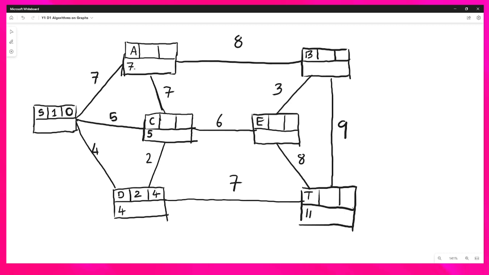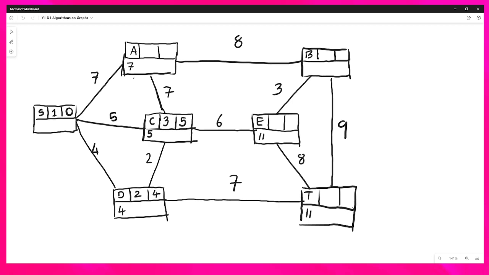Again, we now look at the smallest working value in the boxes that have them so far, and we can see that 5 at C is the smallest one. So we're choosing C third, and the working value there is 5. We repeat the process. 5 plus 7 is 12. That's bigger than the 7 already there, so we don't write it down. 5 plus 6 is 11, we write that down there. And we're done because there's no more arcs coming out of C.